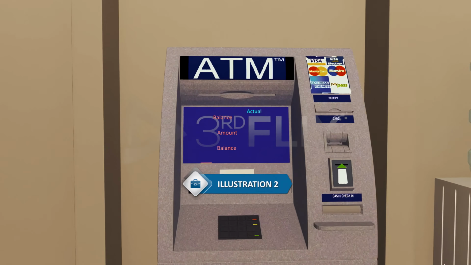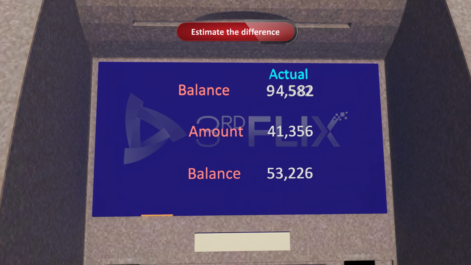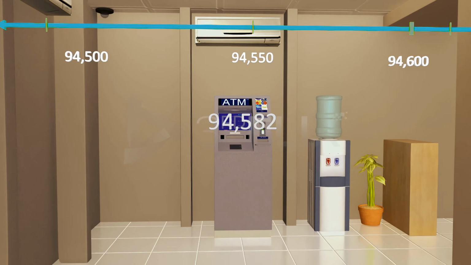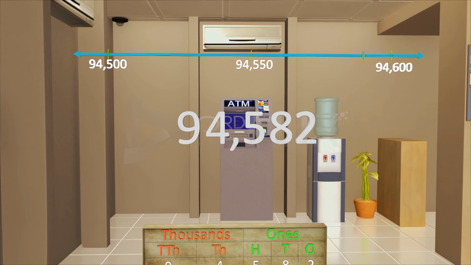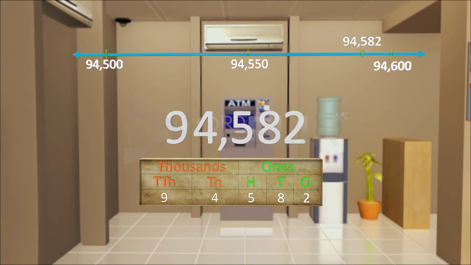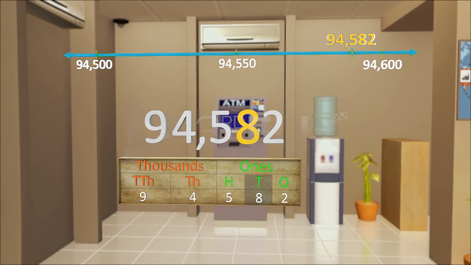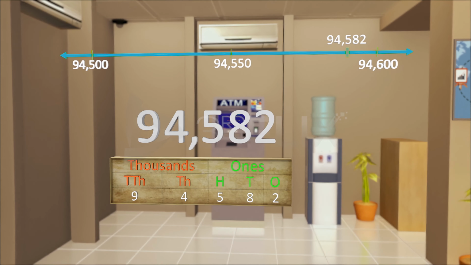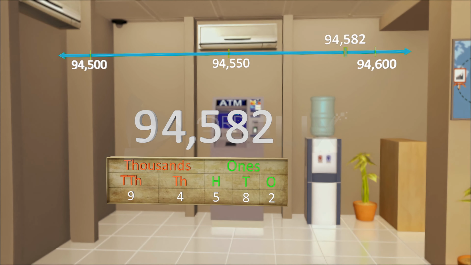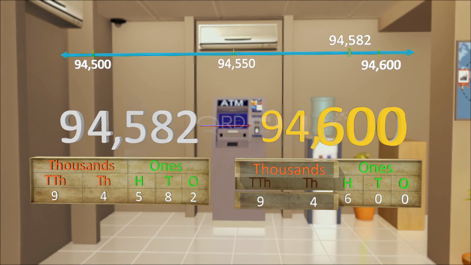Illustration 2. Estimate the difference between 94,582 and 41,356. For 94,582, we are rounding this number to its nearest 100. That means we look at the tens place digit. The tens place digit is 8. It is more than 5, so it is rounded to the next 100. 94,582 is rounded to 94,600.